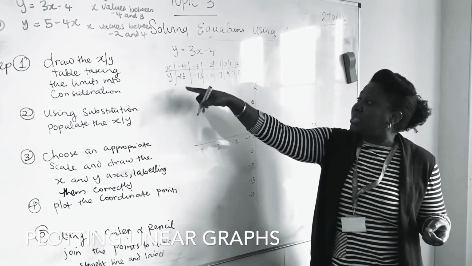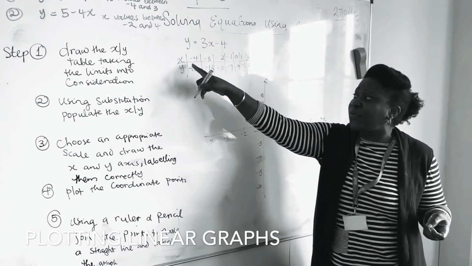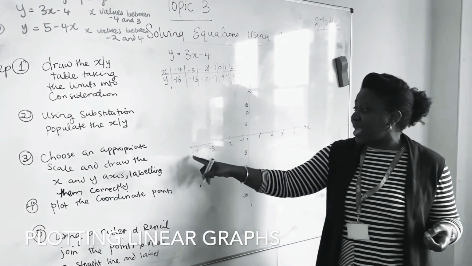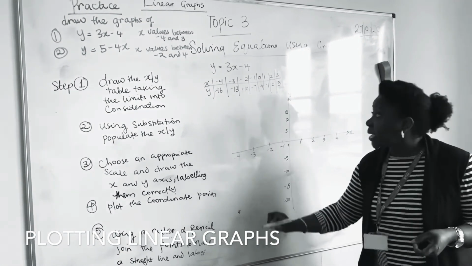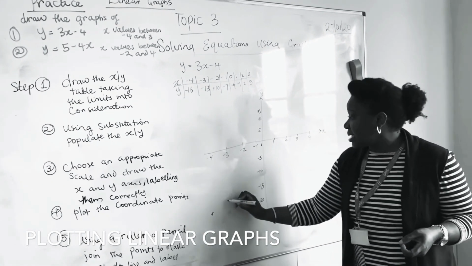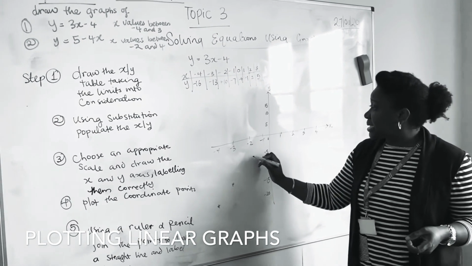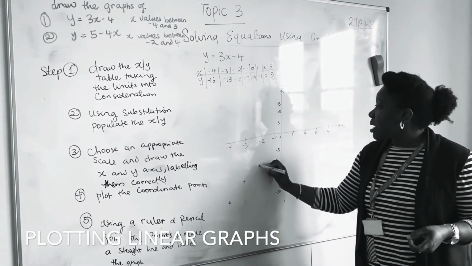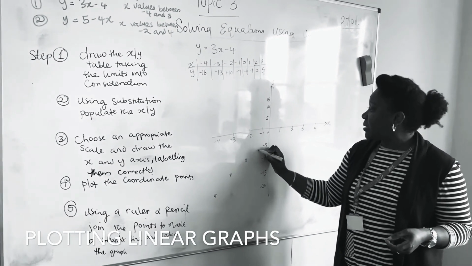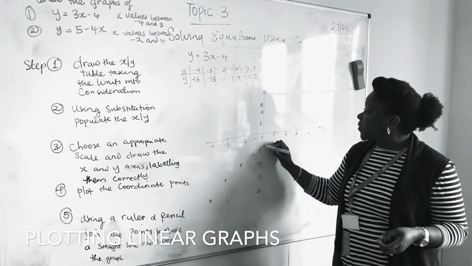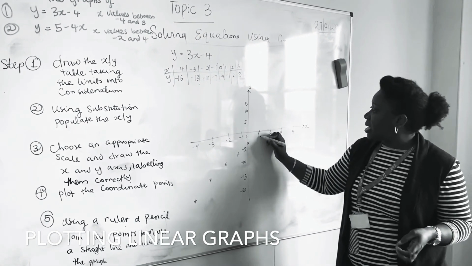Now we need to do plotting the coordinate points. To plot the coordinate points, we need to consider the x coordinate and the y coordinate. We have minus 4 and minus 16. So x is minus 4, y is minus 16, should be somewhere down here. Minus 3 and minus 13 should be somewhere here. Minus 2 and minus 10 should be somewhere here. Minus 1 and minus 7 should be somewhere here. 0 and minus 4 should be somewhere here. And 1 and minus 1 should be somewhere here.